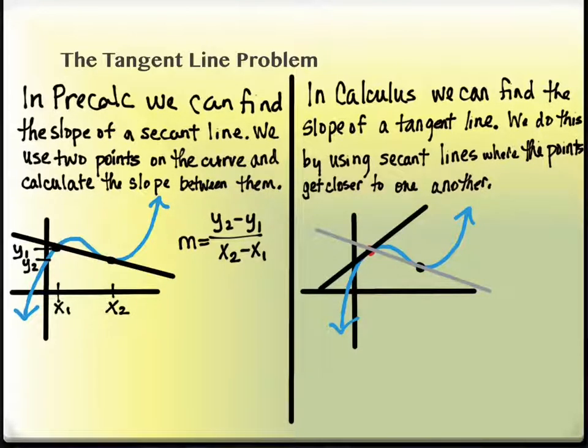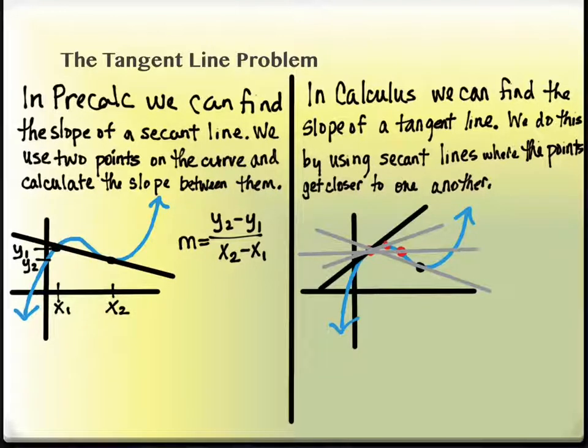But if I let the point get closer to the point that I want, and I calculate the secant line, and I let the point get closer to the one I want, and I calculate the secant line, can you see how those lines eventually become, if the points get close enough together, the tangent line? Right? I wish I had like an animation to show it.